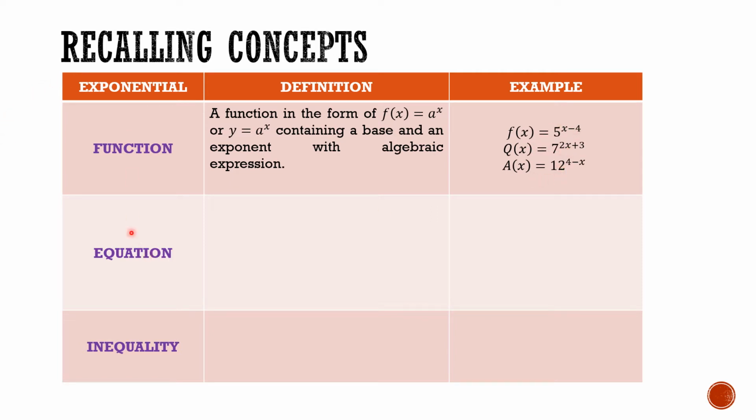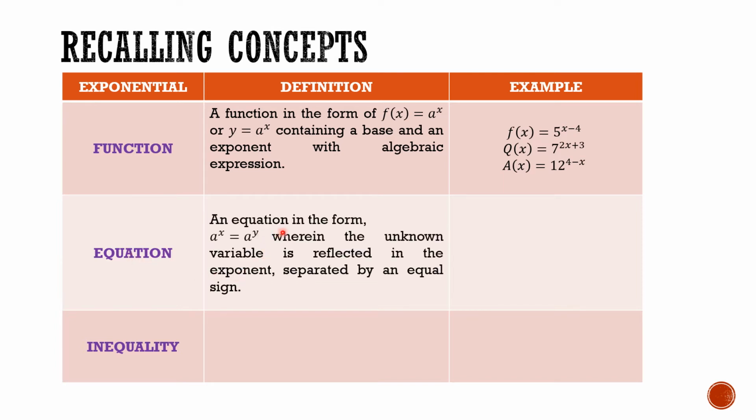Next, we have exponential equation. It's an equation in the form of a raised to x is equal to a raised to y, wherein the unknown variable is reflected in the exponent, separated by an equal sign. So we have here the examples. 3 raised to x minus 1 is equal to 3 raised to 2x plus 1.